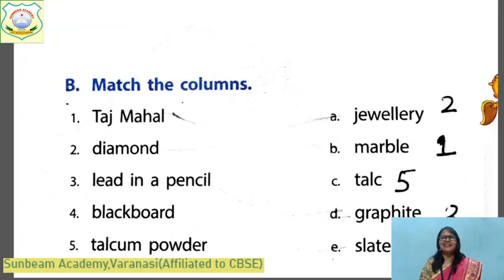Now match. Taj Mahal is made of marble. And diamond, what is diamond? It is used in jewelry. It is the hardest. Lead in pencil is made of graphite. Or name the stone that leaves a mark, that is graphite. Blackboard is made of slate. Talcum powder, talc. Yes, children.